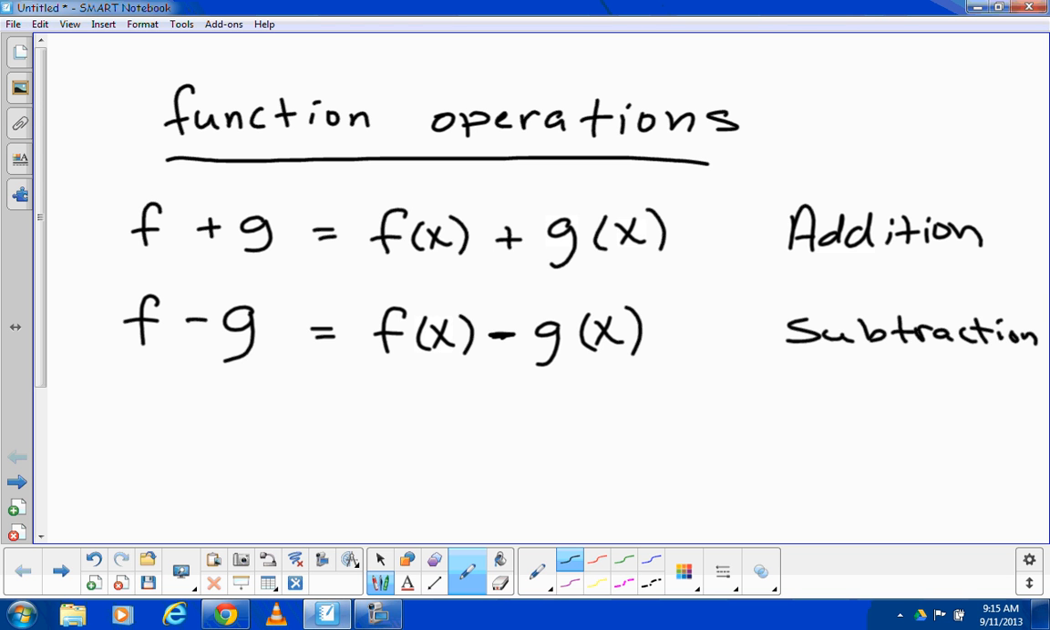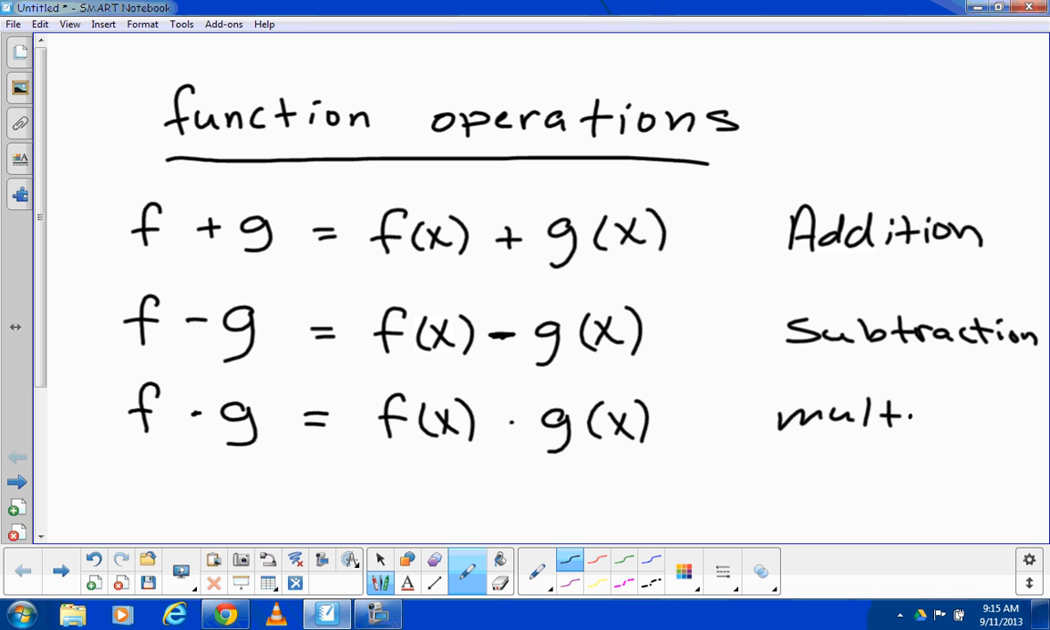Now this one, closed dot, because open dot's going to mean something else. This is obviously just multiplication. This means I would just do f of x times g of x. Dang, multiplication is a long word.